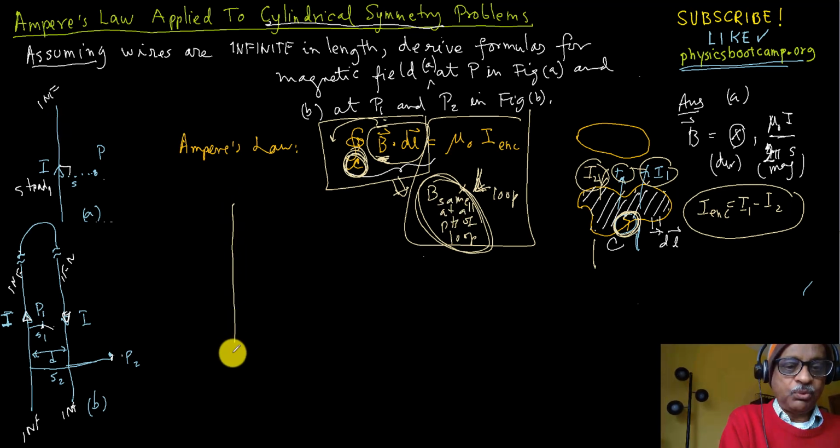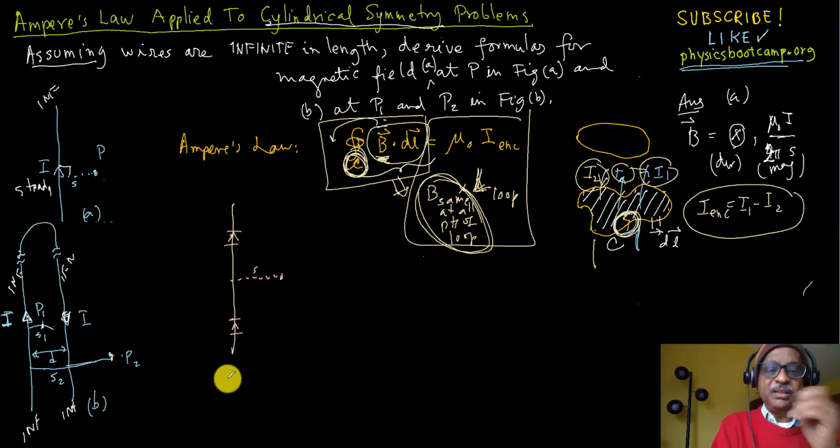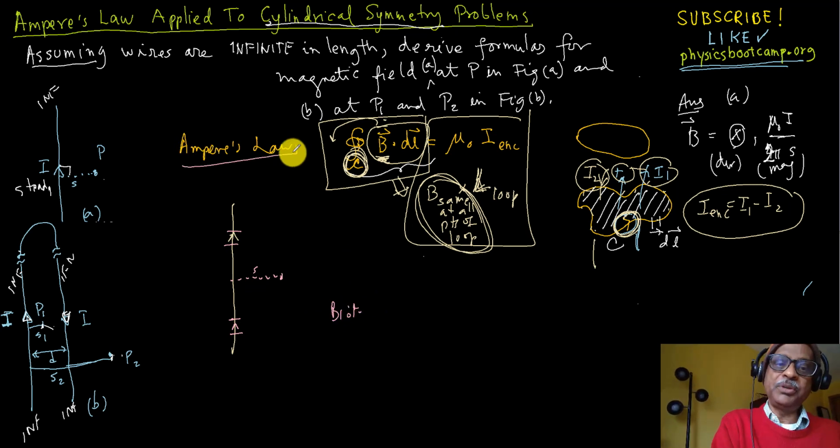So if I have an infinite wire, and I look at a point P, and this is point S. There is an element here, and look at the corresponding element here. So when you do the integral, Biot-Savart law will be like this. I'm doing Ampere's law, but I'm going to use something from Biot-Savart law.